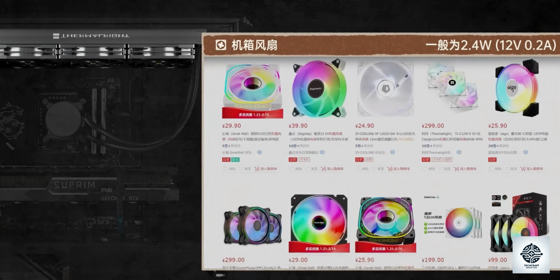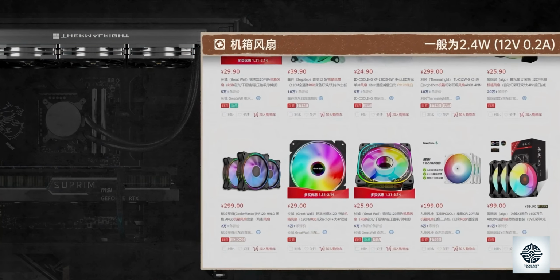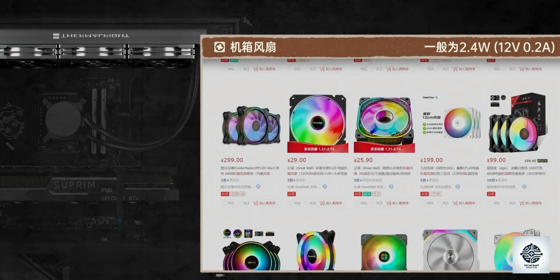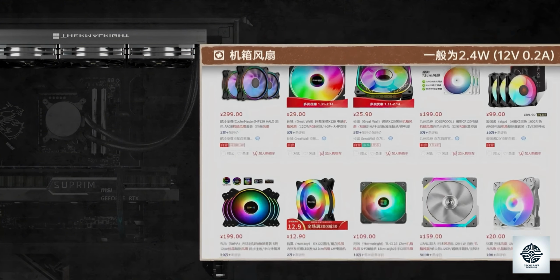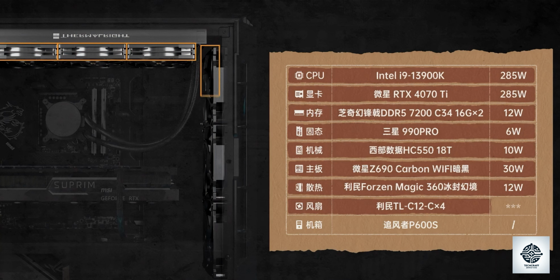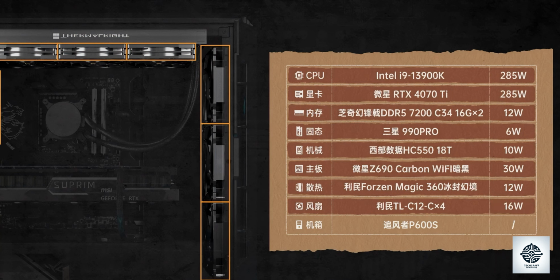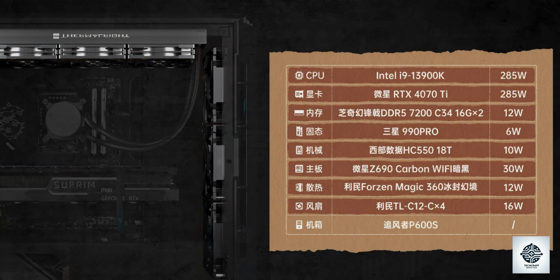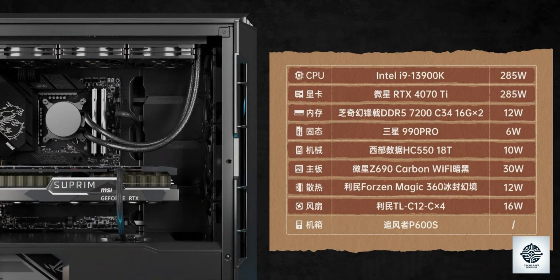Nowadays, many fans also come with RGB lighting, so for safety and calculations, we will assume each fan consumes around 4 watts. When installing 3 fans at the front and 2 or 3 at the rear, you could need up to 7 fans in total. This requires a power consumption of approximately 28 watts.